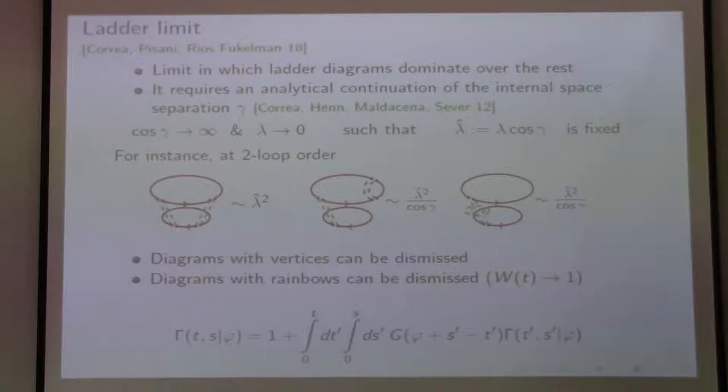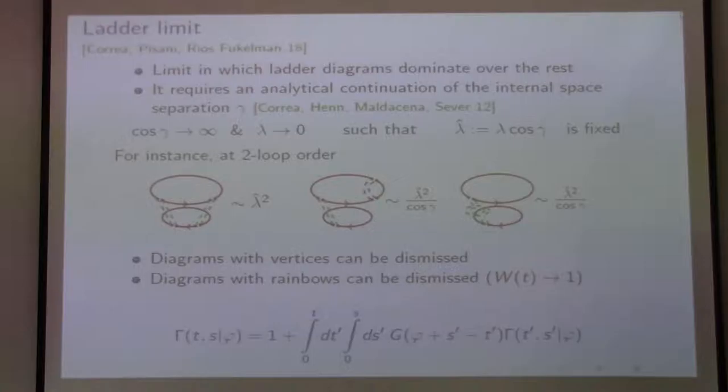Let me emphasize that it requires some analytical continuation of this internal gamma, because it's a limit in which you take cos gamma to be a very large number, which is infinity, and the coupling constant going to zero, in a way that this lambda hat, which is the product of lambda and cos gamma, is fixed.